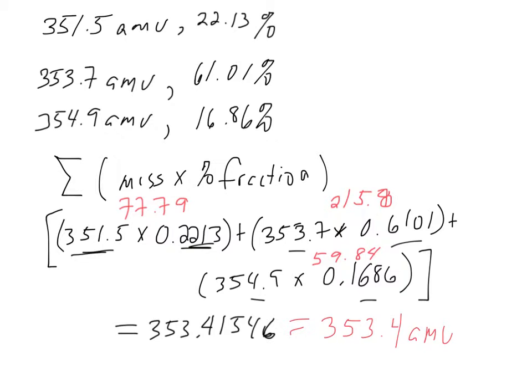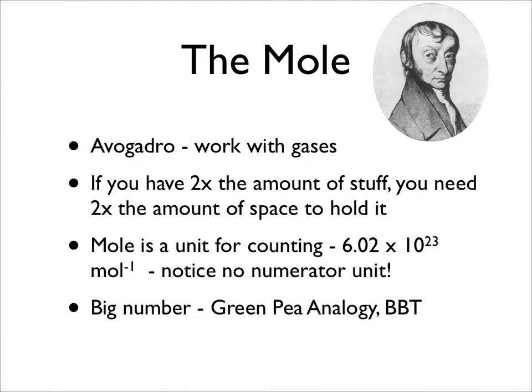Our number should be really close to the 353.7. There's a small amount of difference between the lower mass number of 351.5 and 354.9. So this number actually makes pretty darn good sense. All right, the next big concept we're going to cover is the mole.